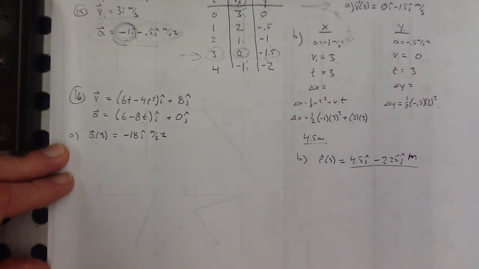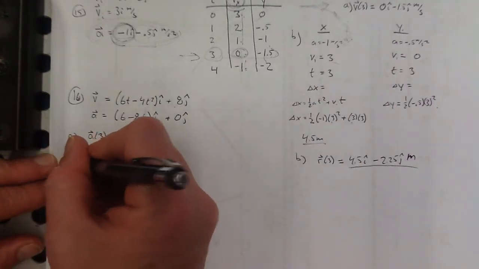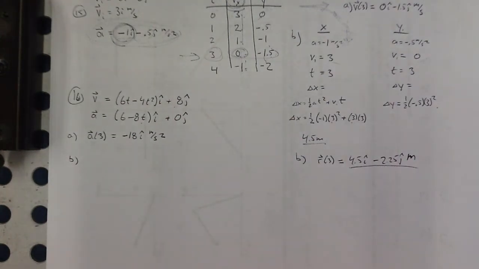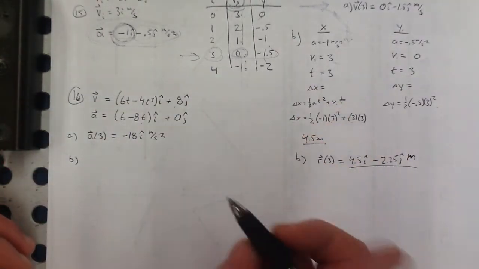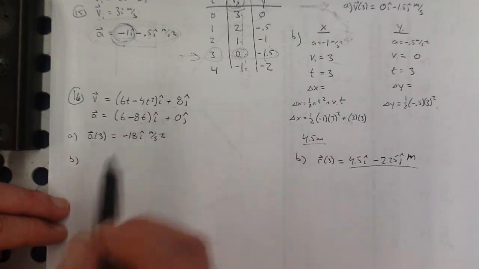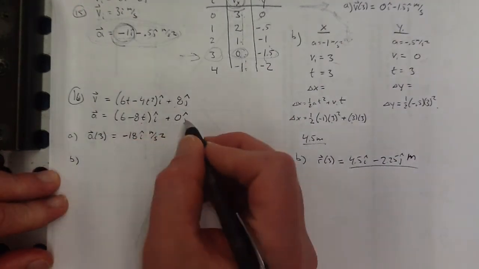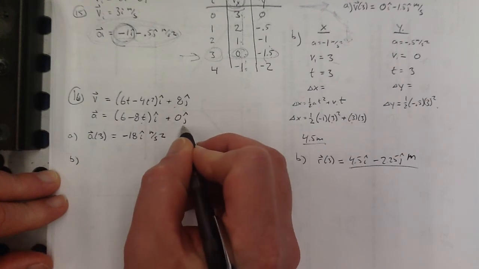All right. How about part B? When, if ever, is the acceleration equal to 0? That's only going to happen when both components are equal to 0. So this one is always 0. I don't have to worry about that.